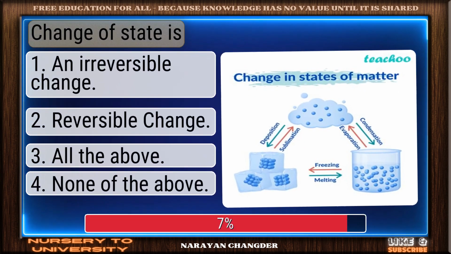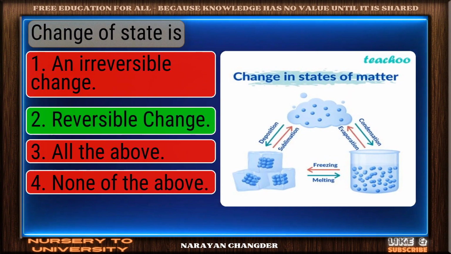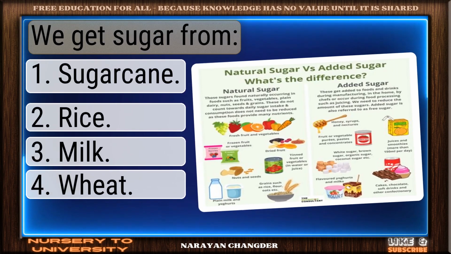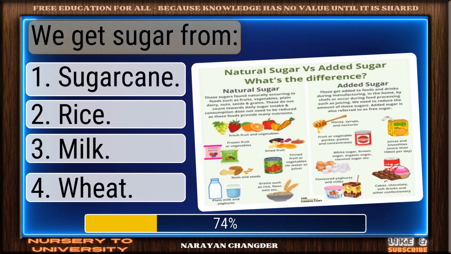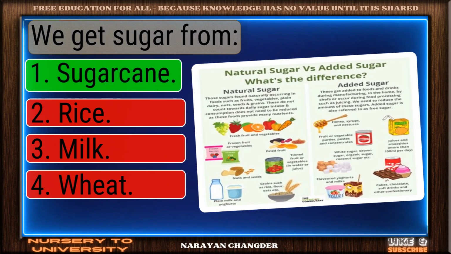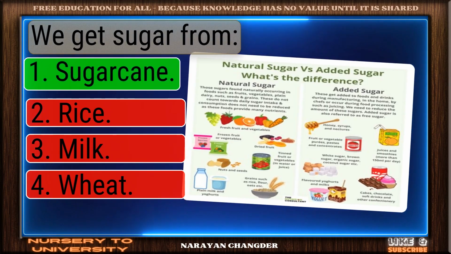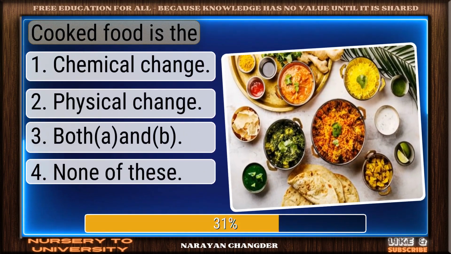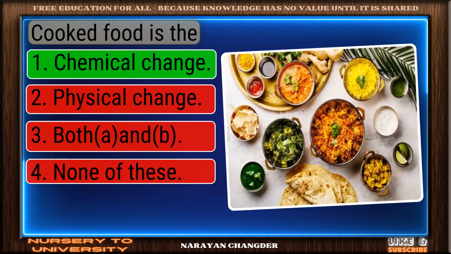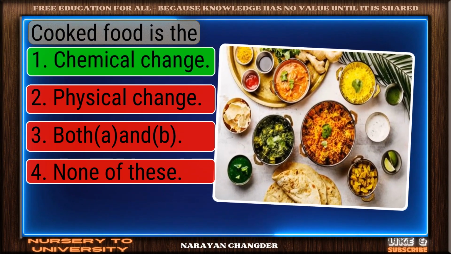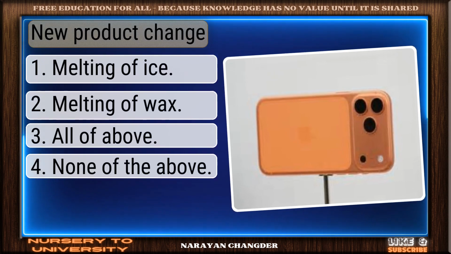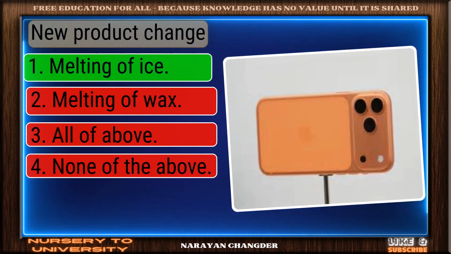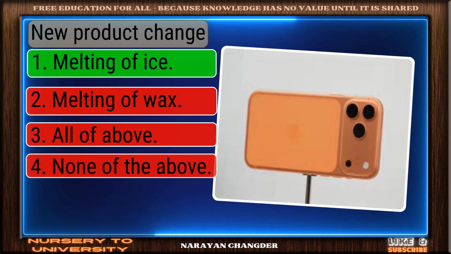Change of state is? Great job. Reversible change is the accurate answer. We get sugar from? Nice selection. Sugarcane is the correct and valid answer. Cooked food is the? You chose chemical change, and it is correct. New product change? Strong choice. Melting of ice is the right answer.